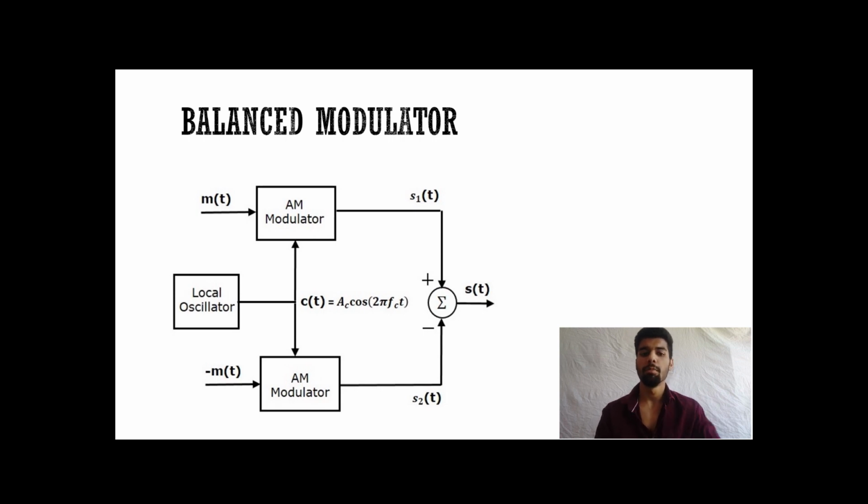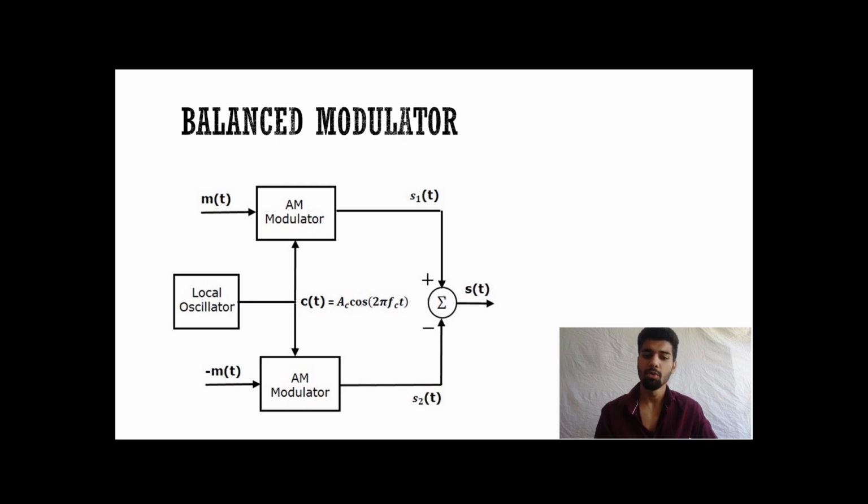modulator. So the balanced modulator, in this balanced modulator you can see the circuit, there are two AM modulators connected. Let's name the upper one AM modulator 1 and the lower one AM modulator 2. We give message signal, that is m(t), to AM modulator 1, that is the upper AM modulator, and we give the message signal to AM modulator 2, that is the lower one, but with 180 degrees of phase shift, so it will become minus m(t). We give the same carrier to both of the AM modulators, that is c(t).